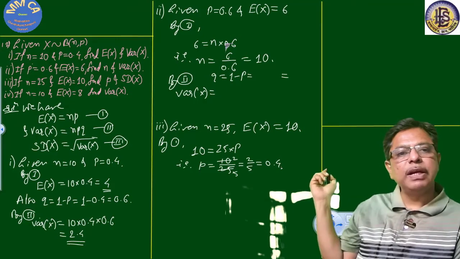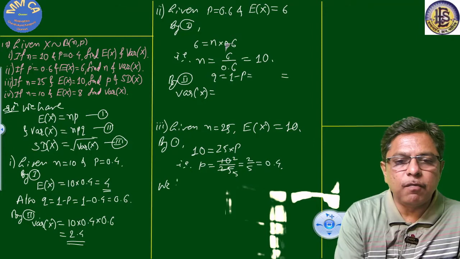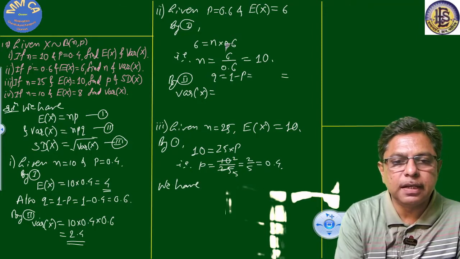And then you are asked to find SD. For SD, you have to find variance of x. We first find the value of q there. q is equal to 1 minus p.